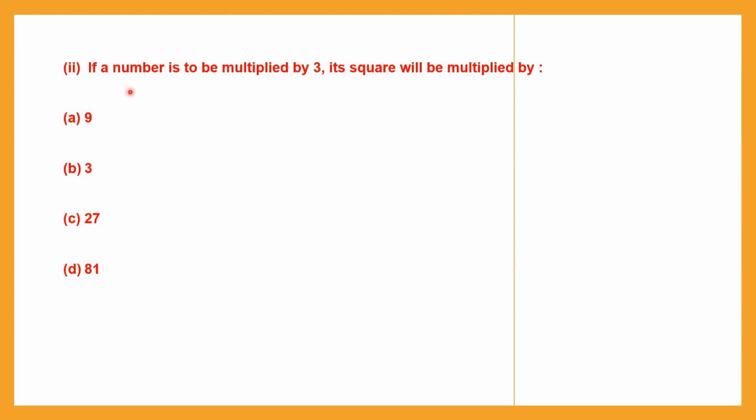Question 2. If a number is to be multiplied by 3, its square will be multiplied by which of these numbers? Okay, let's take an example. Now, if we take 2, if I'm going to multiply this by 3, now if I take the square of 2, 2 square will be 4. I should multiply that by 3 square. 3 square is 9. So if a number is to be multiplied by 3, its square will be multiplied by 9. Okay, so the answer is option A, 9.